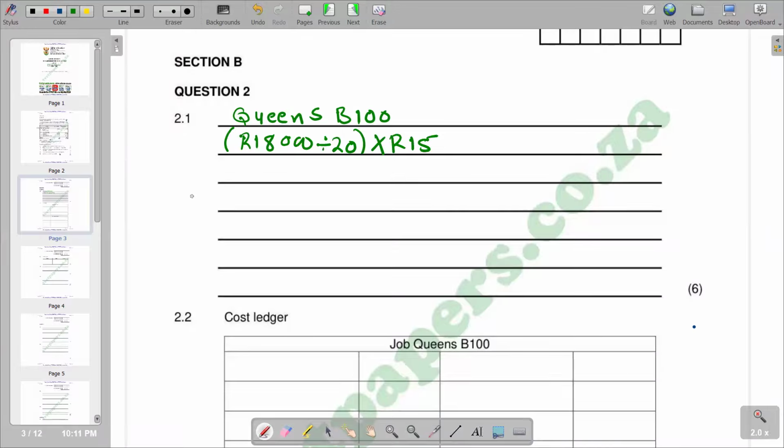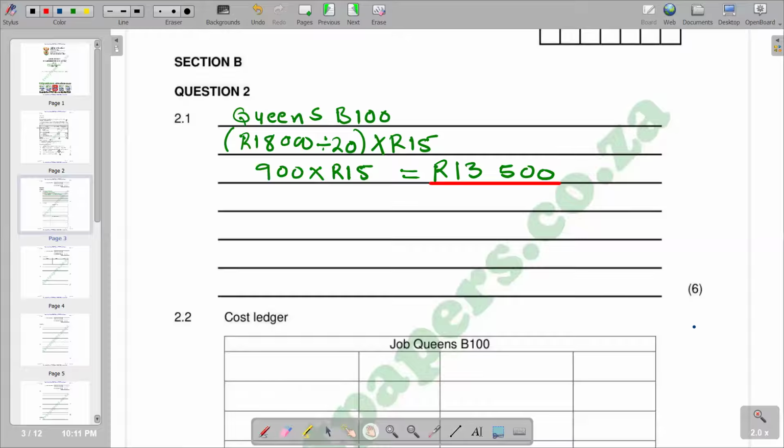Then if we simplify it further, it becomes the number of hours, so we say 20, and then multiply by 15 rand. You are going to see that the final answer becomes 13,500 rands. So basically, that becomes our answer for Queens B105.